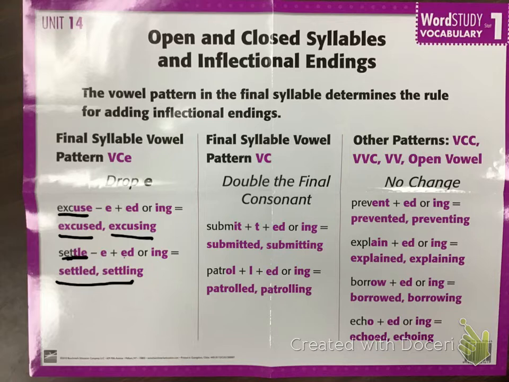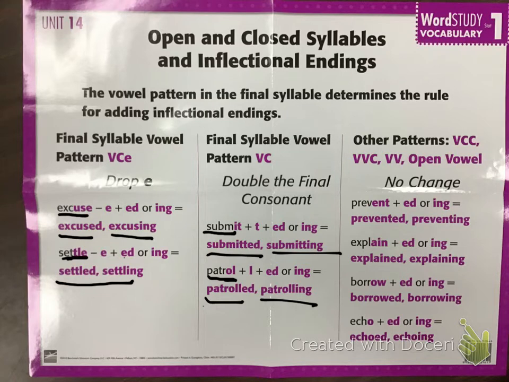So, for example, in the word submit, that word ends in a vowel consonant. No silent E, but just a vowel and a consonant. So we need to double that final consonant, add another T, before we add our ED or ING to make submitted or submitting. Another example of that rule is the word patrol. Again, it ends in a vowel consonant, so we're going to double the L before we add our ending. Here's how we make patrolled or patrolling. For example, the police car was patrolling the neighborhood.